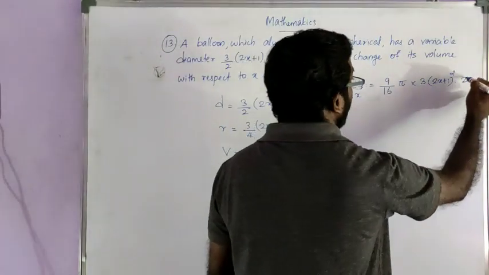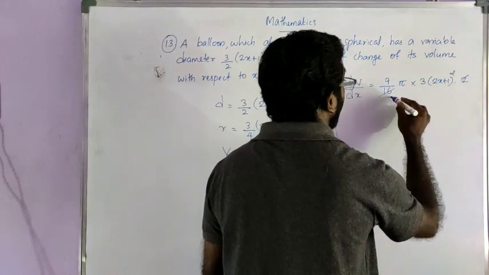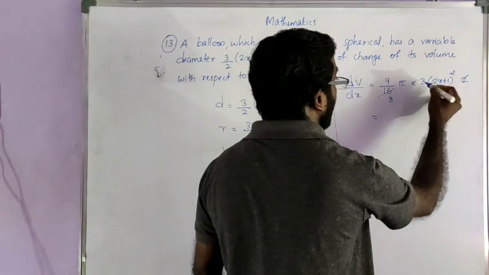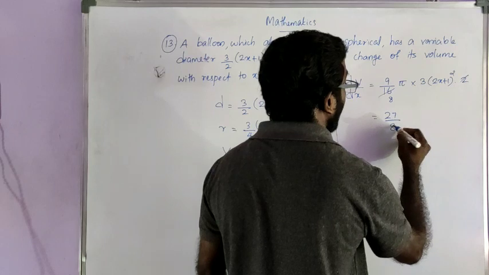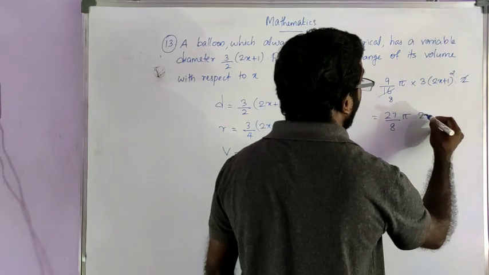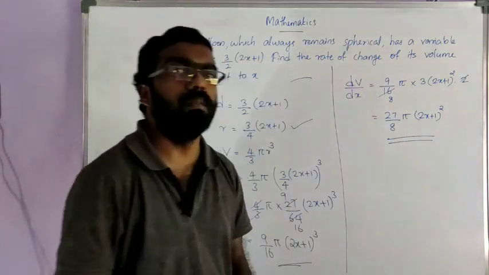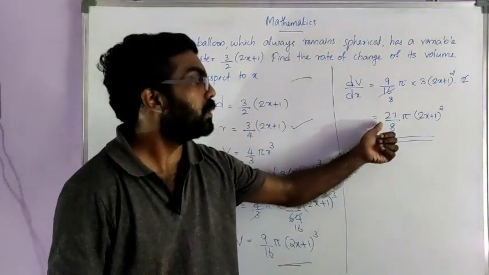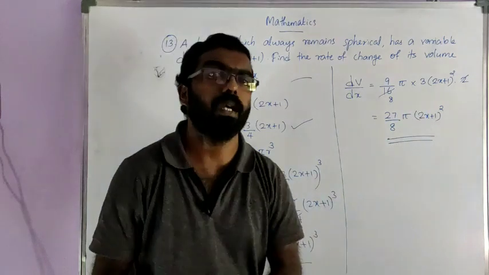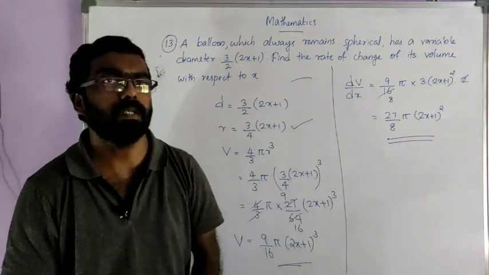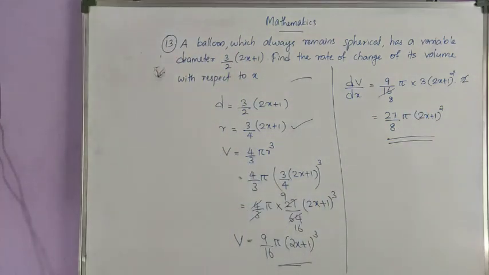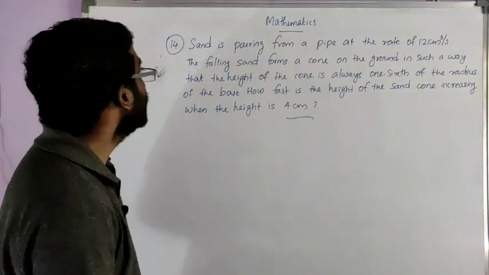Here we can cancel this 2 and 16, we get 8. So it is equal to 9 into 3, 27, 27 by 8 pi into 2x plus 1 the whole square. That is, dV by dx is equal to 27 by 8 pi into 2x plus 1 the whole square. Understood? Now we move on to the next question.